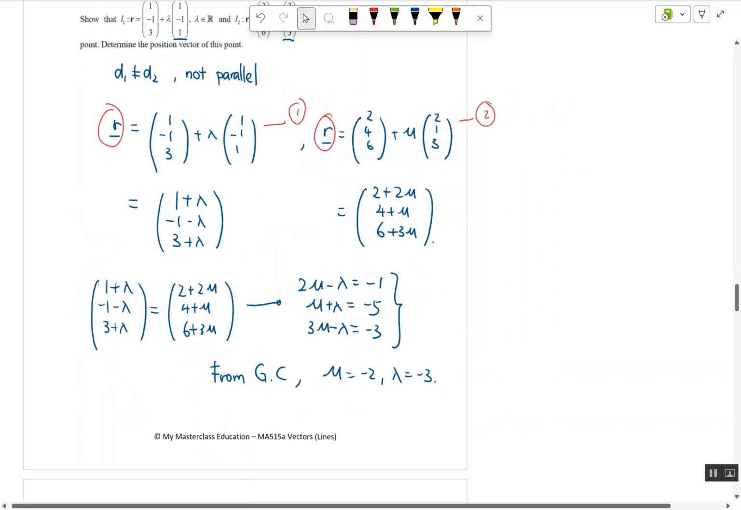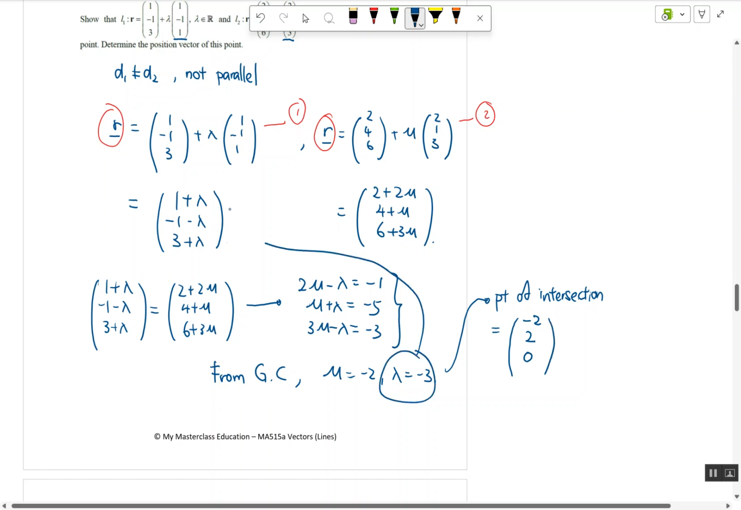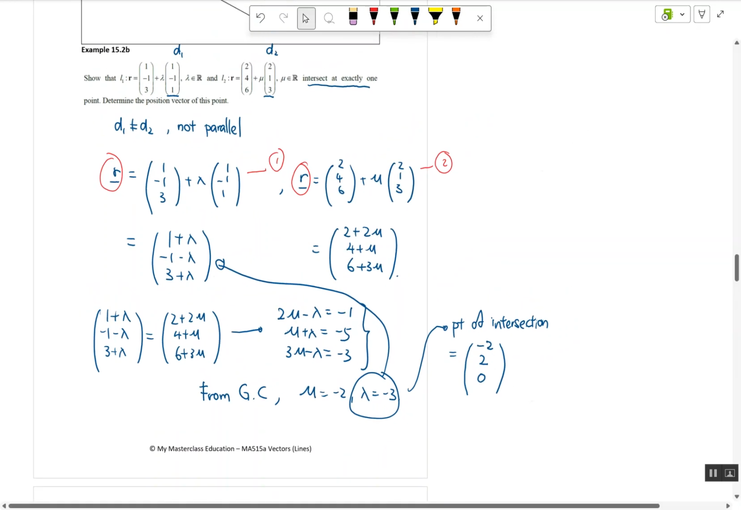Now sub back into either one of them. So the point of intersection is obtained by subbing back either the mu or lambda. So you sub back the lambda, 1 minus 3, that's negative 2. Then this is 2, and then this is 0. Basically I'm just taking this and putting it into here, and that's the point of intersection. You can put mu into the other one, you should get exactly the same answer.